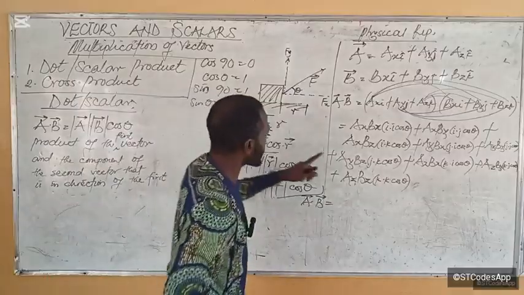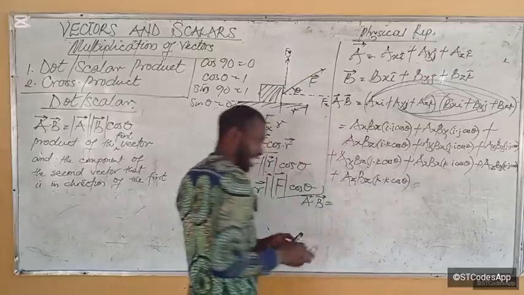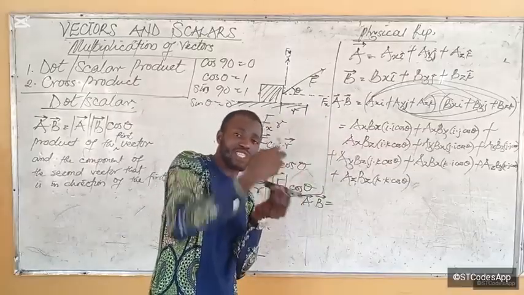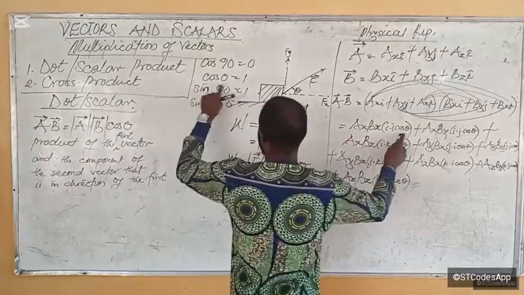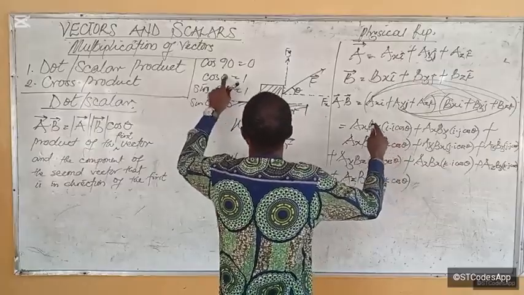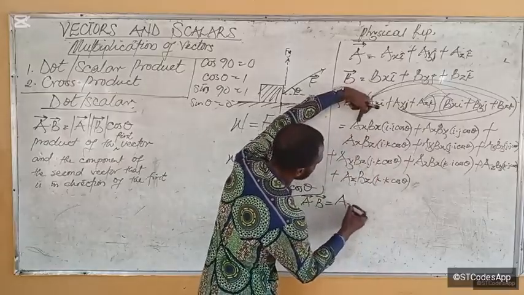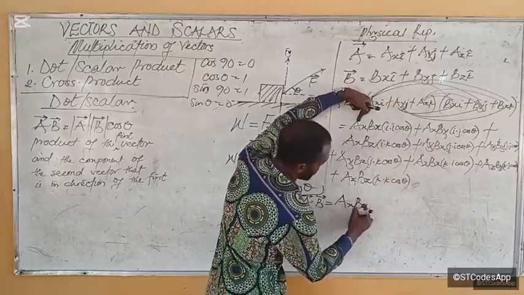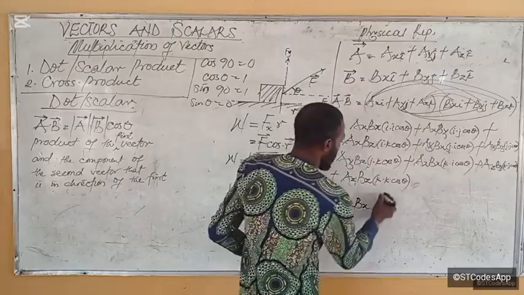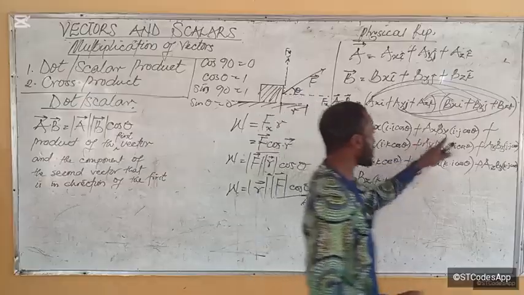Now, what's the angle between I and I? They are in the same direction, so the angle is 0. So cosine of 0 is what? 1. Cosine of 0 is 1. So what does that mean? This place will give us AxBx times 1. That is AxBx.